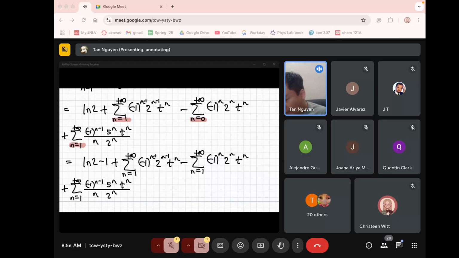When n equals 0, I get 1. So I isolate that 1 out. Don't forget there's a minus in front, so that actually is minus 1. So I isolate that minus 1 out, and then I start the series from 1. Does that make sense so far, guys? Do we understand each other? Okay. Any question up to this point?